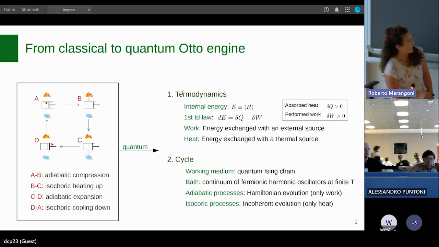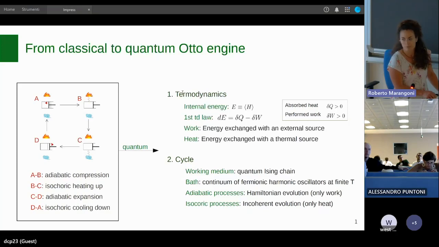So we consider as an adiabatic process a Hamiltonian evolution in which, analogously to the classical adiabatic process, there is no heat exchange with the external reservoirs. The isochoric process instead is a process in which no work is performed. Therefore, we just take the system and couple it to the reservoirs, and we let the system exchange some heat with these reservoirs.